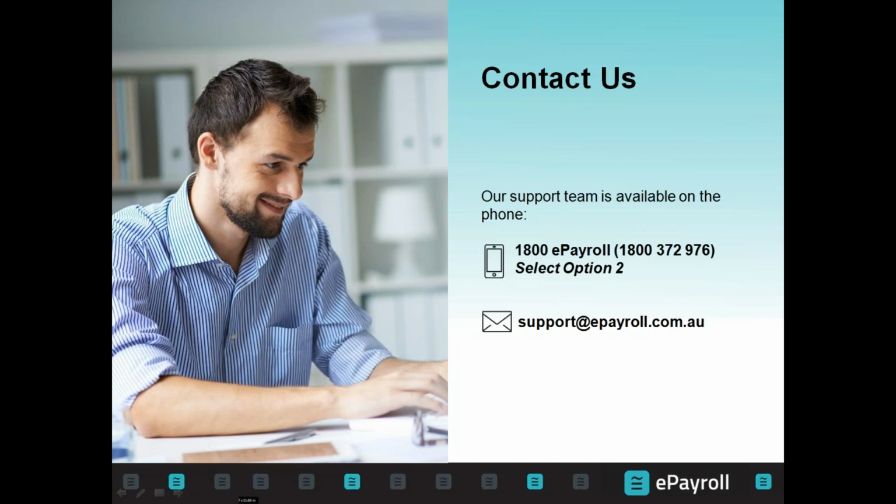So if you only have one employee, you won't need to report to STP until the 1st of July 2019. It's not compulsory for employers with under 20 employees yet, so you won't need to for this financial year.